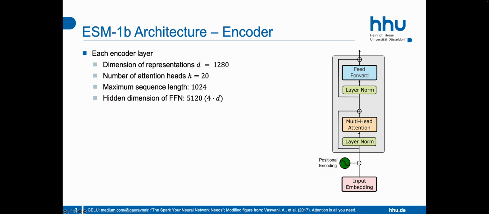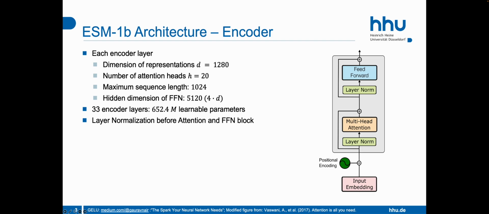The hidden dimension of the feed-forward neural network was set to 4 times the size of the dimension d, which is equal to 5120. There is a total of 33 such encoder layers, which results in 652 million learnable parameters. And as I said, the architecture is mostly identical to the encoder that we've seen before, with a few exceptions. One such exception is that they applied the layer normalization before the attention block and before the feed-forward block, instead of applying it afterwards, because they found this slightly improves model performance. But this didn't affect overall performance very much.